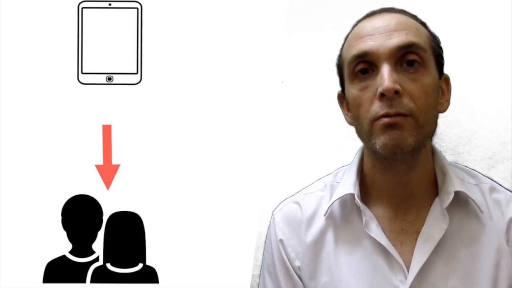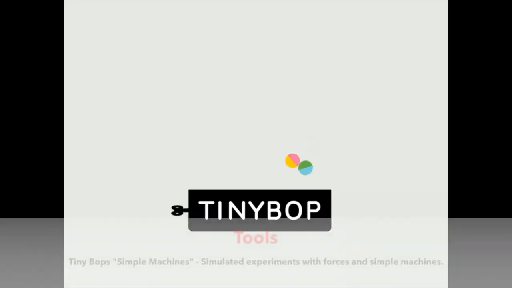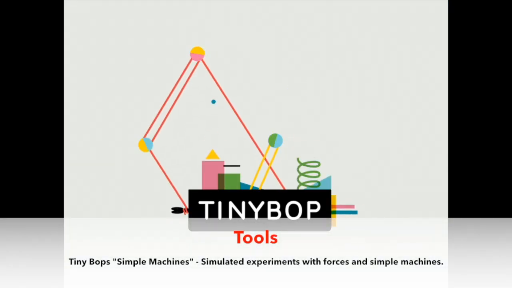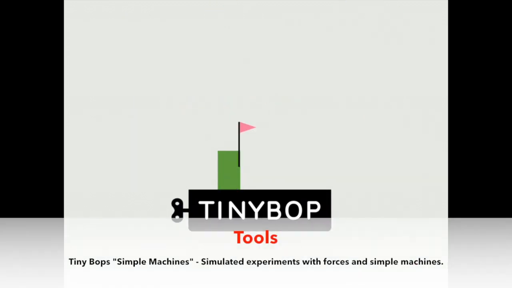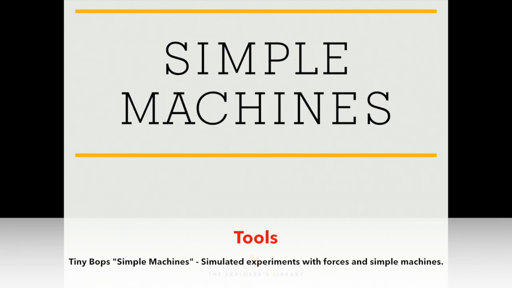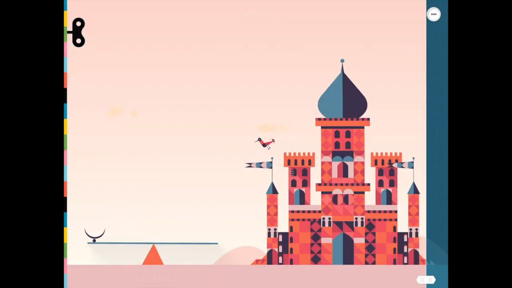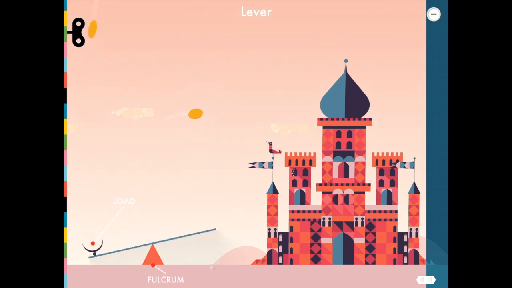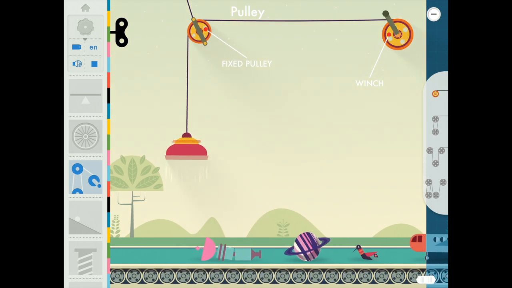In grade 2, we have iPads at a ratio of 1 for 2 students. On these iPads, I wanted to introduce an app called TinyBop's Simple Machines. This app would allow students to do self-directed, exploratory, simulated experiments with simple machines. The app works in conjunction with motion sensors in the iPads, transforming vertical, horizontal, or circular movements of fingers into simulated forces. These forces in turn cause movement in the app's simple machines.